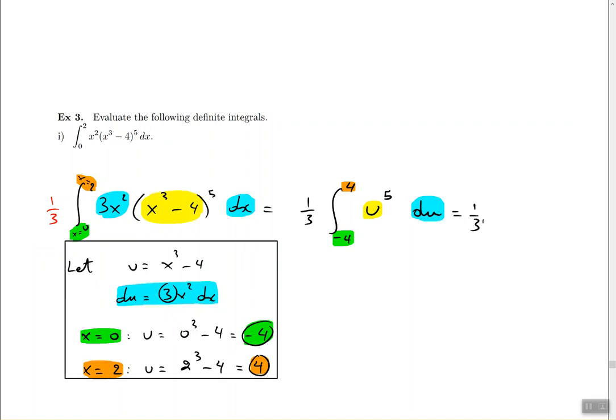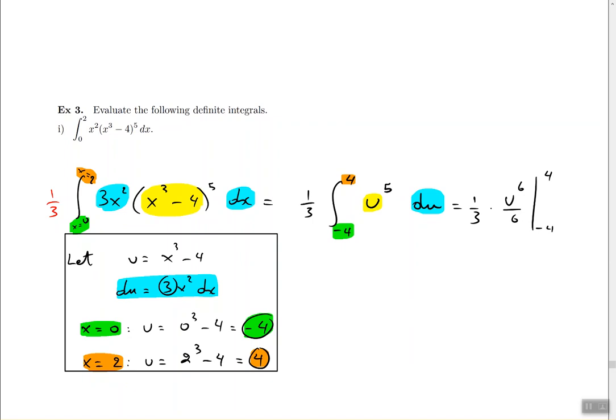So this is now 1/3, and the antiderivative for u to the power 5 is going to be u to the power of 6 divided by 6. Instead of writing plus c, I'm going to write the little bar and put negative 4 and positive 4. So what I'm going to do next is something called the fundamental theorem of calculus. According to the fundamental theorem of calculus, I'm supposed to plug in the upper bound. So plug in the 4, to the power of 6 divided by 6. Then plug in the lower bound, so 1/3 times negative 4 to the power of 6 over 6, and subtract the 2.